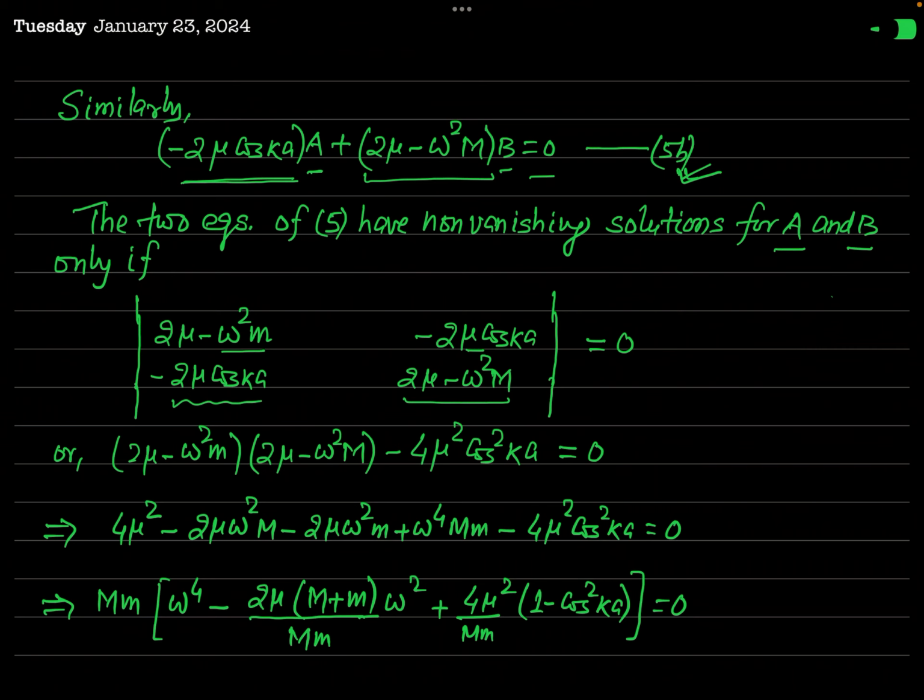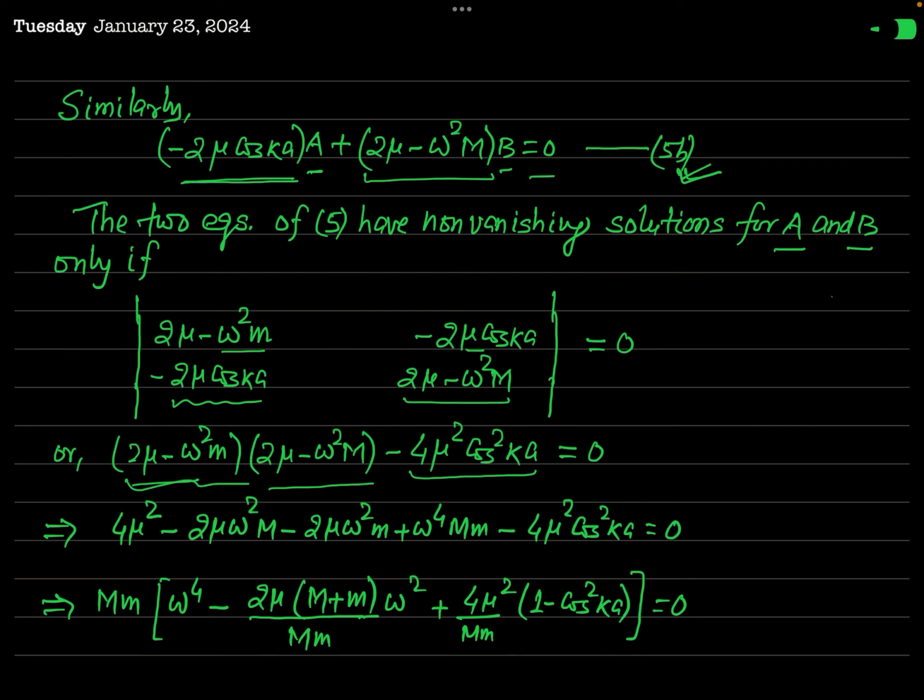Now solving this determinant, we can obtain the value of omega. And the solution is very easy. You can see this will be what? This will be (2 mu minus omega square m) times (2 mu minus omega square M) minus (2 mu cos k) times (minus 2 mu cos k), which will be 4 mu square cos square ka, and that will be equal to 0.